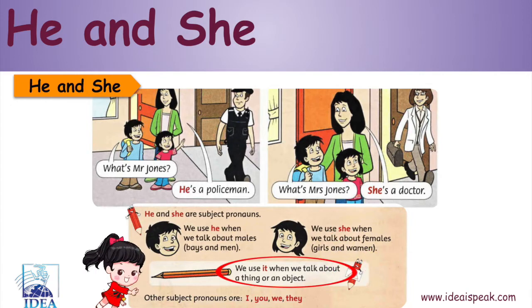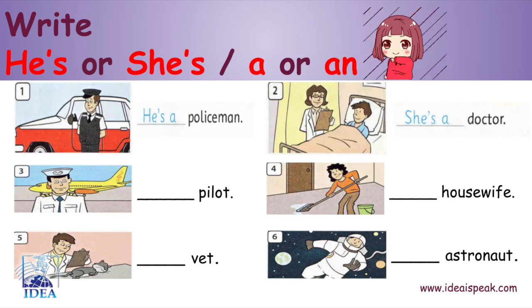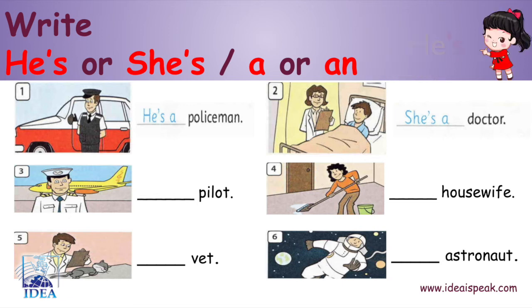We use it when we talk about a thing or an object, so something that is not alive. Other subject pronouns are I, you, we, and they. Write he's or she's, a or an. He's is a contraction of he is, and she's is a contraction of she is.